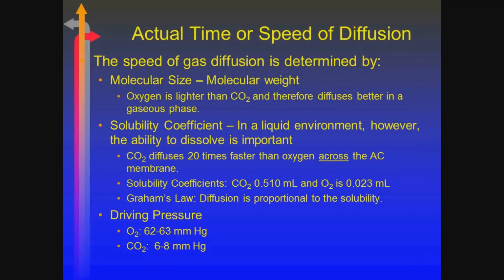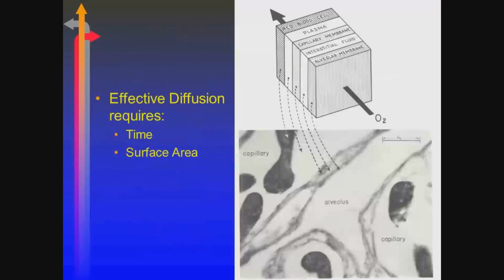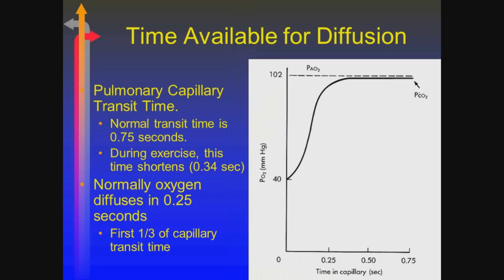That first part. Let me go back here. So we talked about the structures it has to go through. Surface area and time are two of the big factors involved. Normal transit time is about 0.75 seconds. Normal diffusion is 0.25, so there's an adequate amount of diffusion happening.